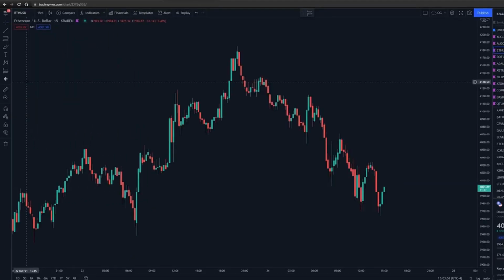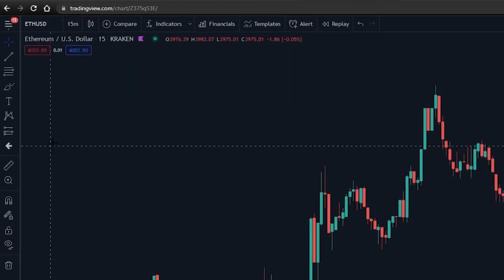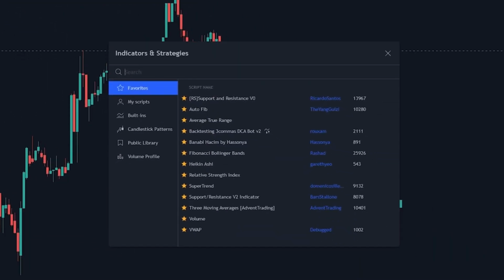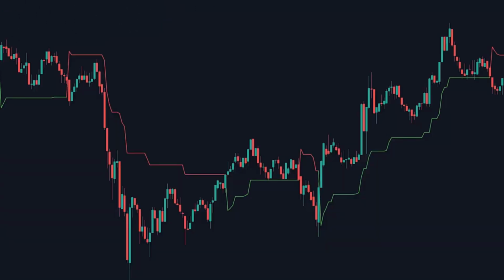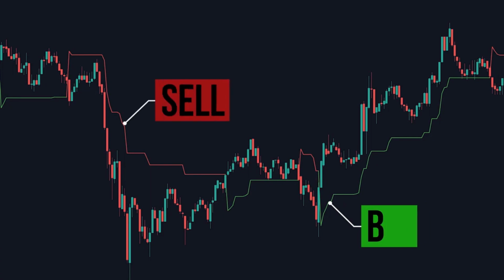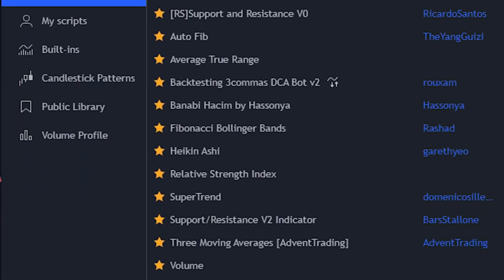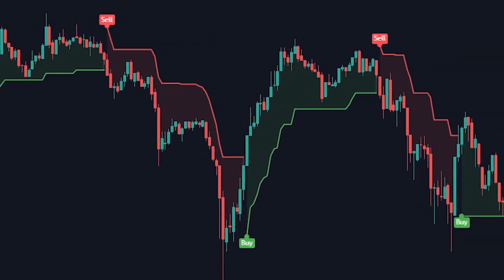First, let's add this indicator to our chart. To do this, just go to the indicators tab on TradingView, type in Super Trend, and make sure you select this one right here. It's probably one of the easiest indicators to use on the planet. When the lines are green, you buy. When the line is red, you sell. Pretty self-explanatory. But just like any other indicator, this indicator by itself has some problems.